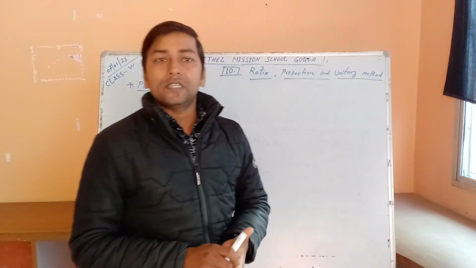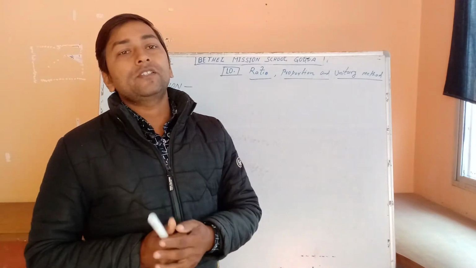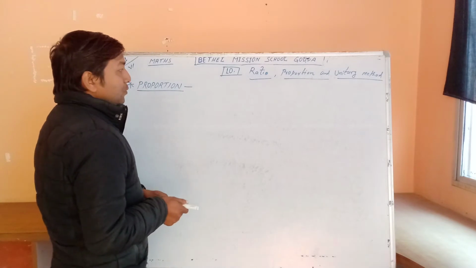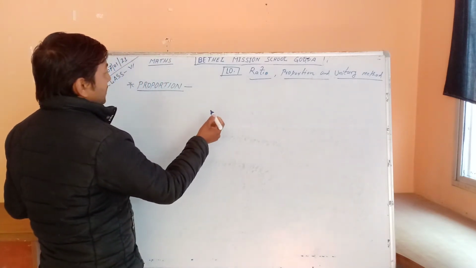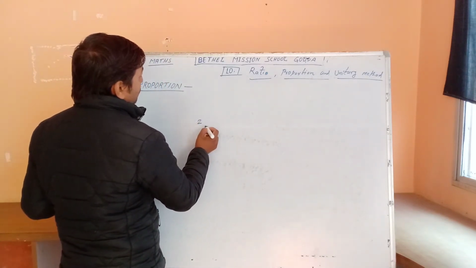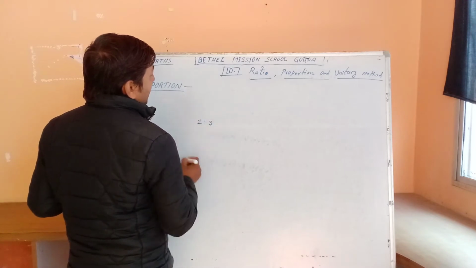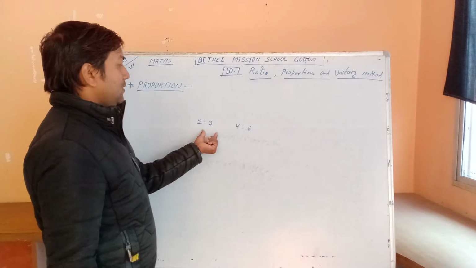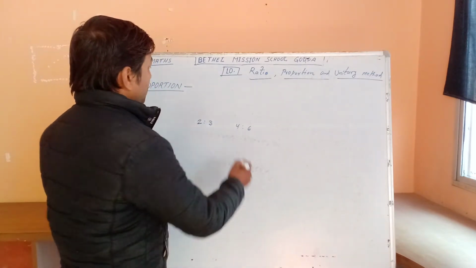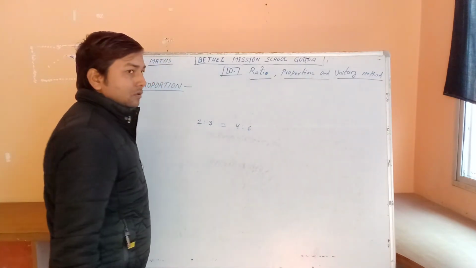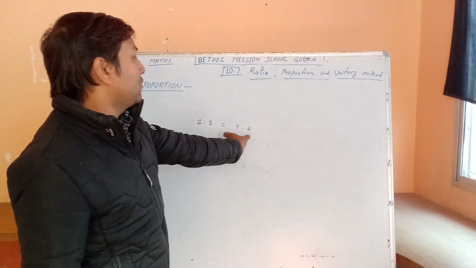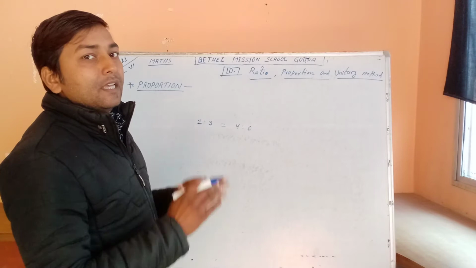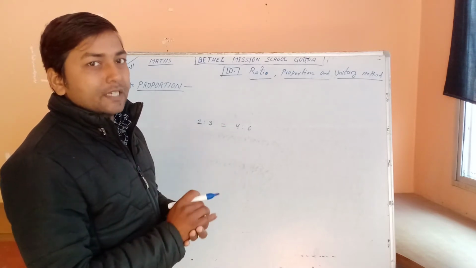What is the proportion? If two ratios are equal, suppose that 2:3 and 4:6, both are same. If two ratios are equal, then we can say both are in proportion.